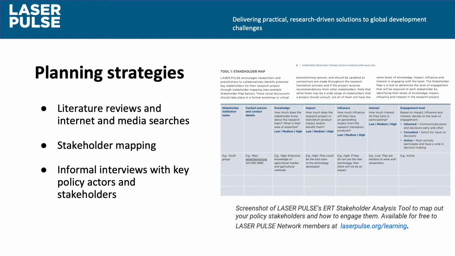There are several planning strategies that researchers can use to better understand the policy environment relevant to their own research. These include conducting literature reviews and internet and media searches, stakeholder mapping, and informal interviews with key policy actors and stakeholders. On the right, you can see an image of the Laser Pulse's stakeholder analysis tool that you can use to help you identify policy stakeholders, their interest and level of involvement in different stages of the policy process, and how to use that information to best engage them in your research.